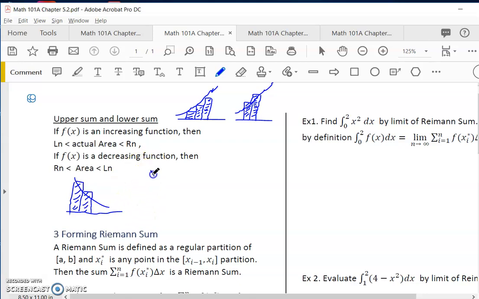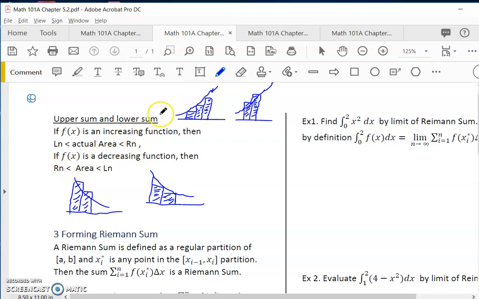Whereas if you have the right endpoint, and this is a decreasing function, right, your right endpoint is this one. If you do a rectangle like this and use this as the height, you're always underestimating, right? You can see that you are always underestimating. So your right endpoint would be the lower bound.